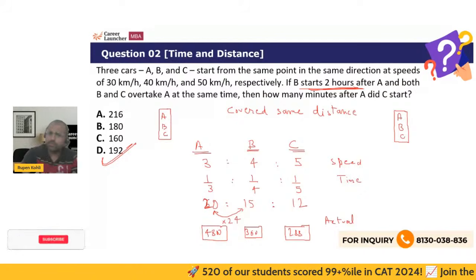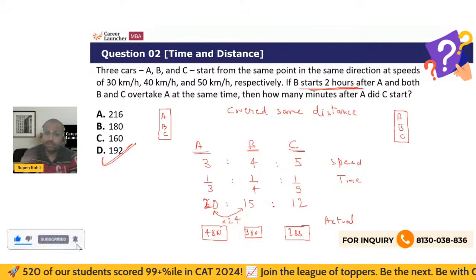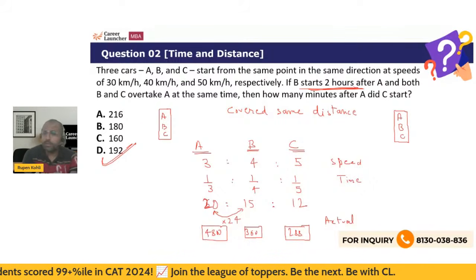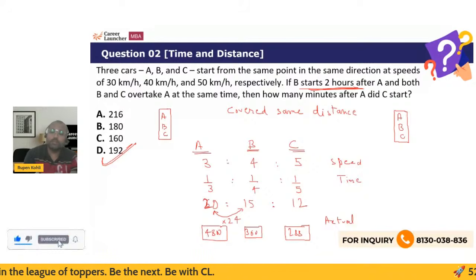Many ways to do this question, but the ratio approach is the best way. So remember, if time is fixed, distance and speed are inversely proportional, right? If speed is constant, then time and distance are directly proportional. So the ratio concept is very useful.